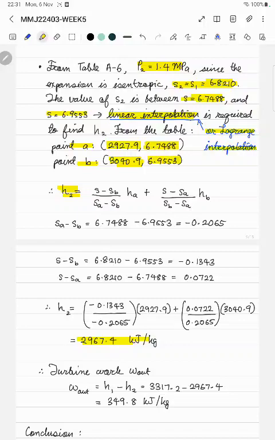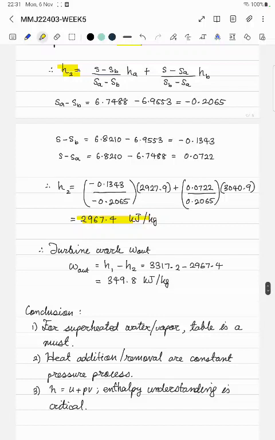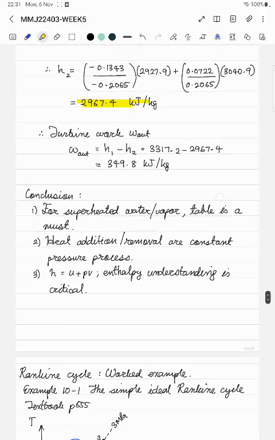after the interpolation you have the value of 2967.4 kilojoule per kilogram, and substituting the values of H1 and H2, you can finally get the work of your turbine, which in my case, I think, matches the value from the textbook. Let me have a look at it again. So 349.8, yes, it matches the work from our worked example.